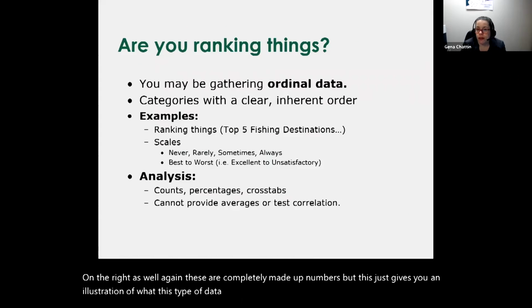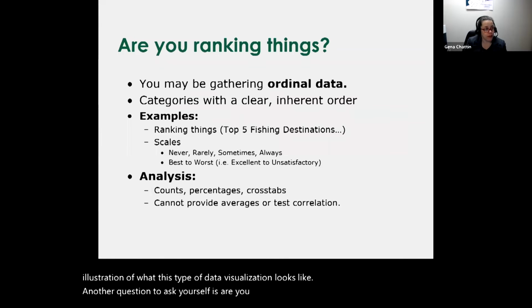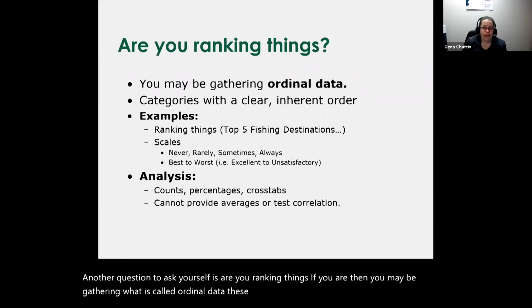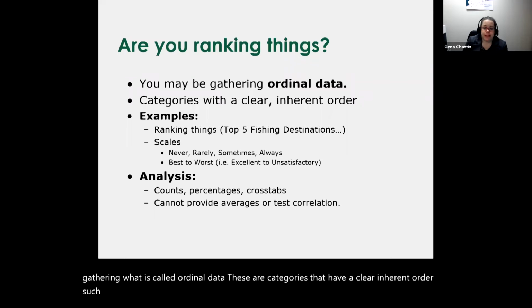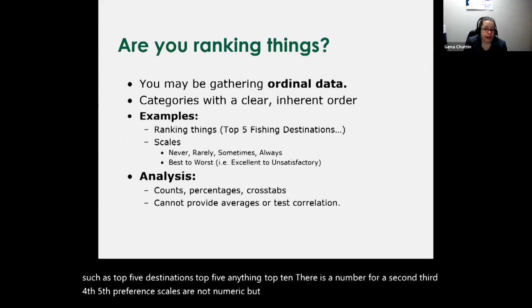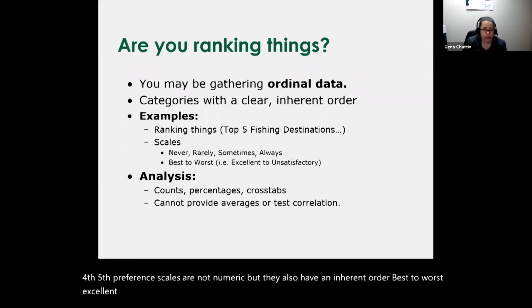Another question to ask yourself is, are you ranking things? If you are, then you may be gathering what is called ordinal data. These are categories that have a clear inherent order, such as top 5 destinations, top 5 anything, top 10. There is a number for second, third, fourth, fifth preference. Scales are not numeric, but they also have an inherent order. Best to worst, excellent to unsatisfactory, and the never, rarely, sometimes, always, which is also a movie title now. It's a pretty common survey response.